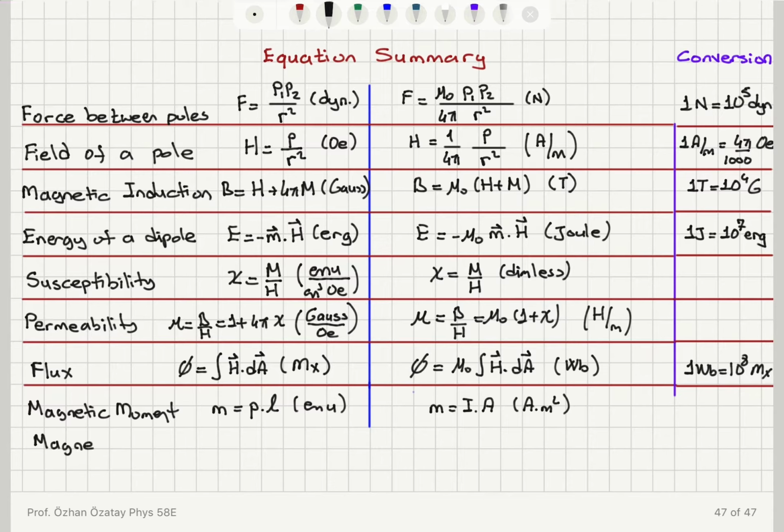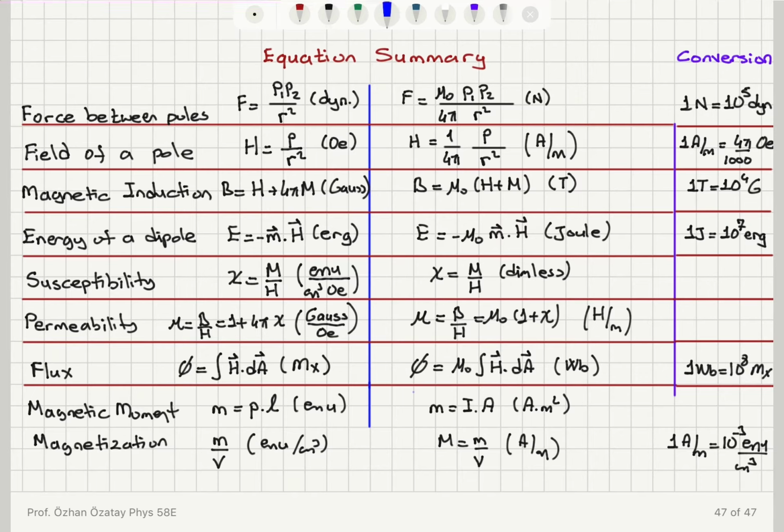And the conversion between EMU and ampere meter square we talked about, but what is more important is magnetization. So this is something we should remember. Magnetization is magnetic moment per volume, which is measured in EMU per centimeter cube, and magnetization is magnetic moment per volume, which is measured in ampere per meter in SI, and 1 ampere per meter is 10 to minus 3 EMU per centimeter cube, or 1 EMU per centimeter cube is 1000 ampere per meter.